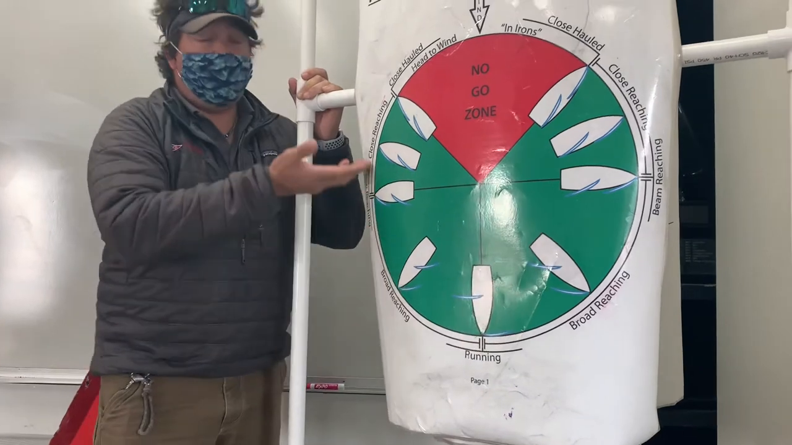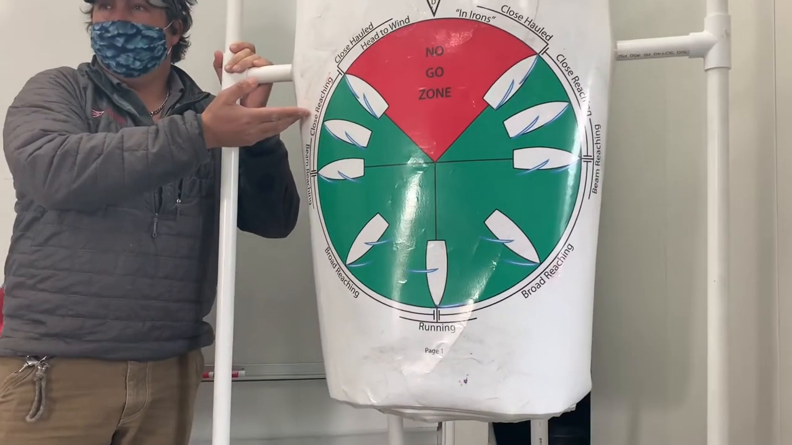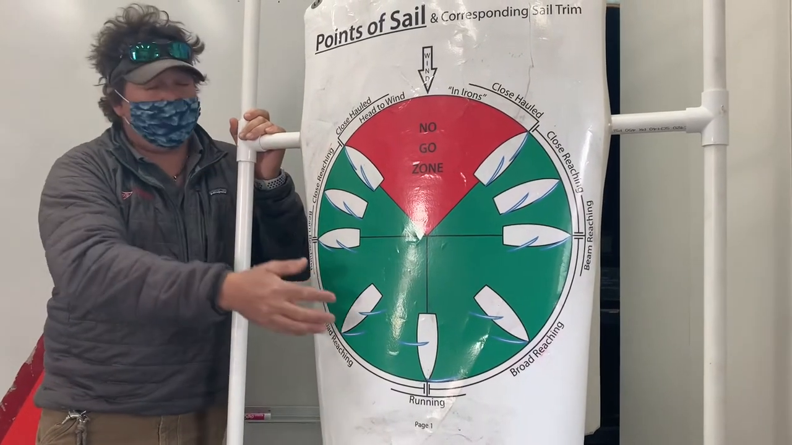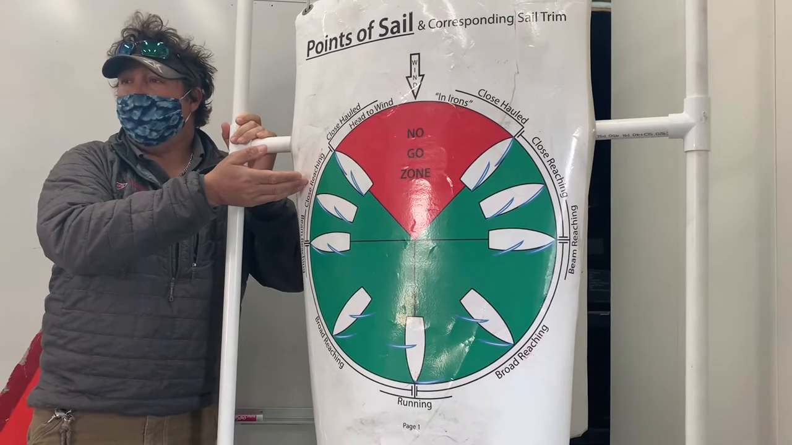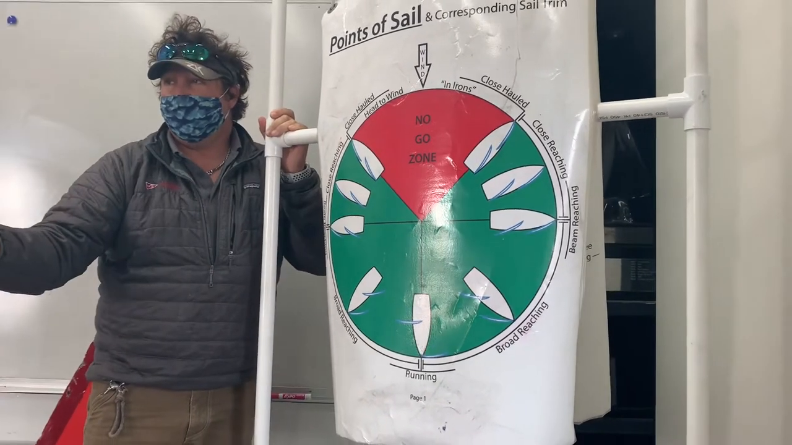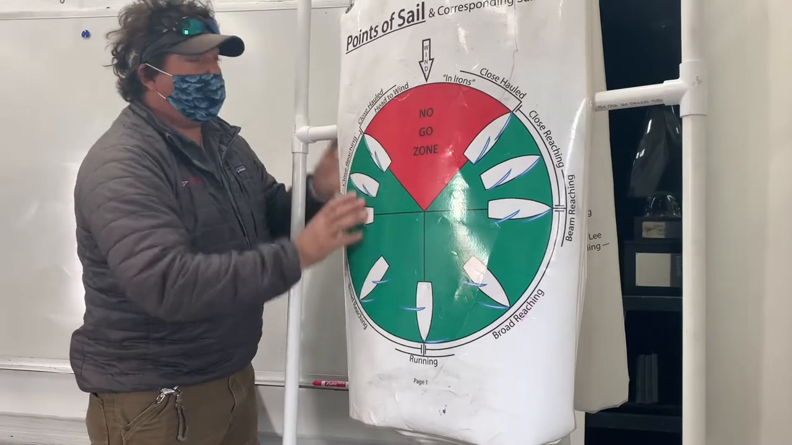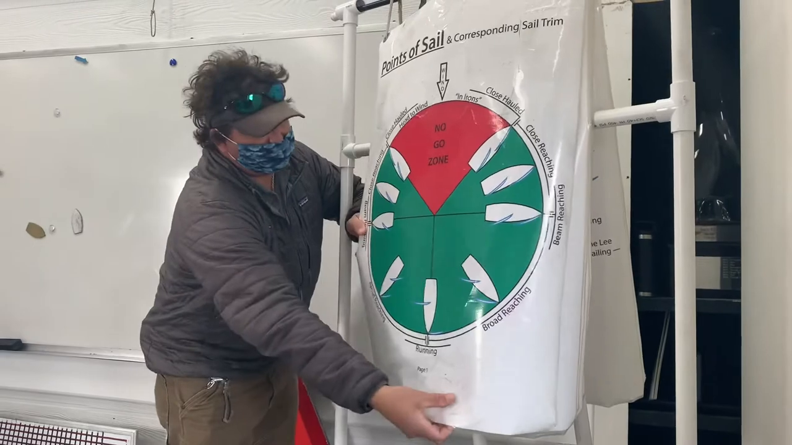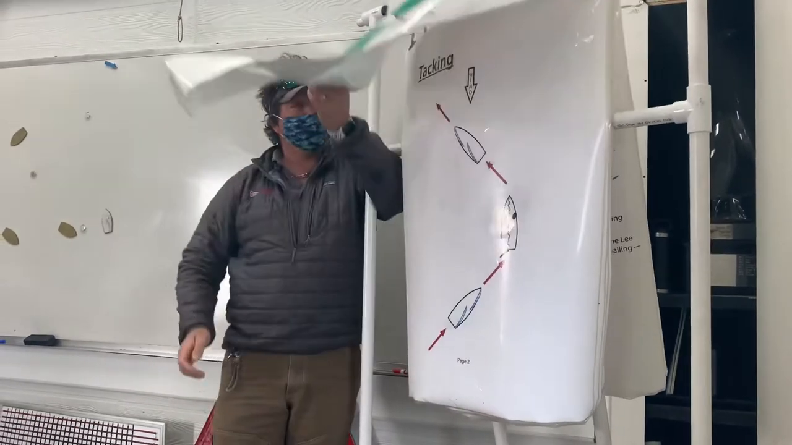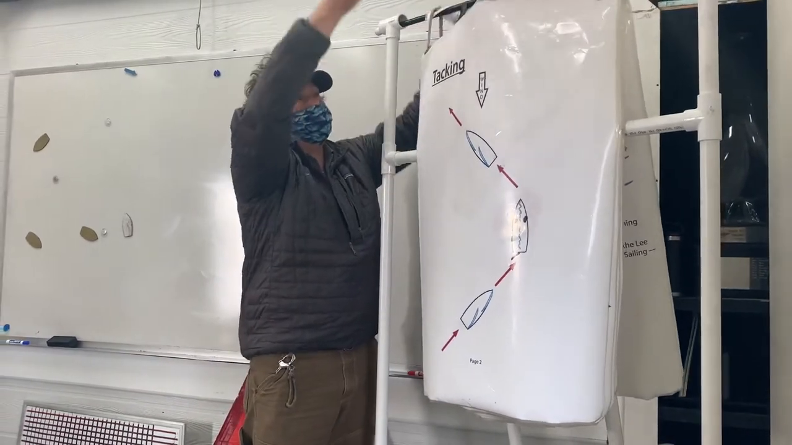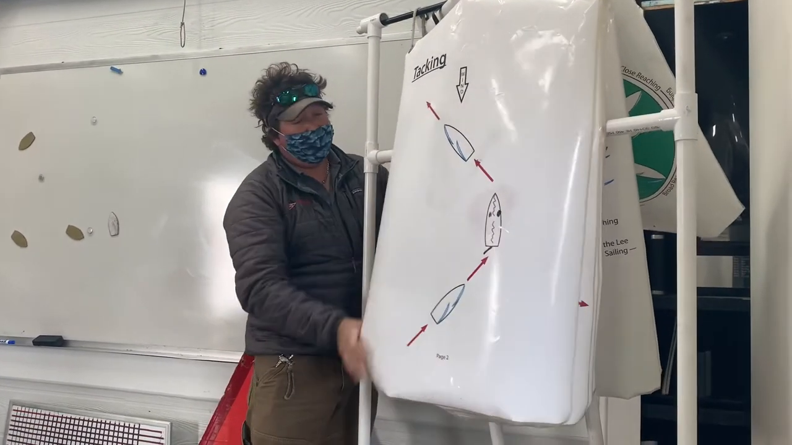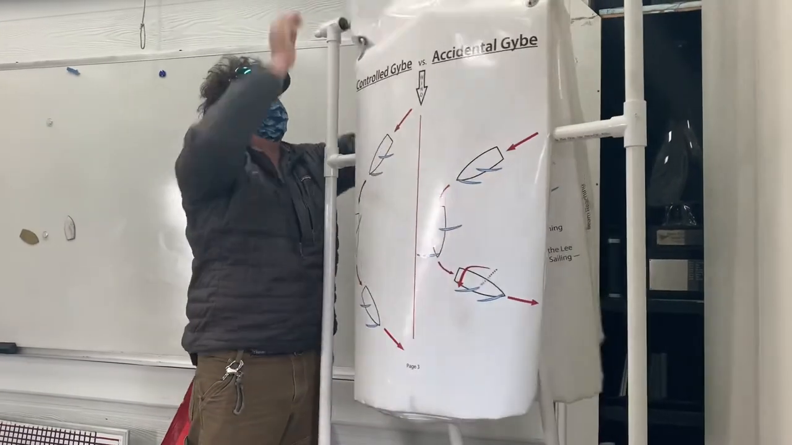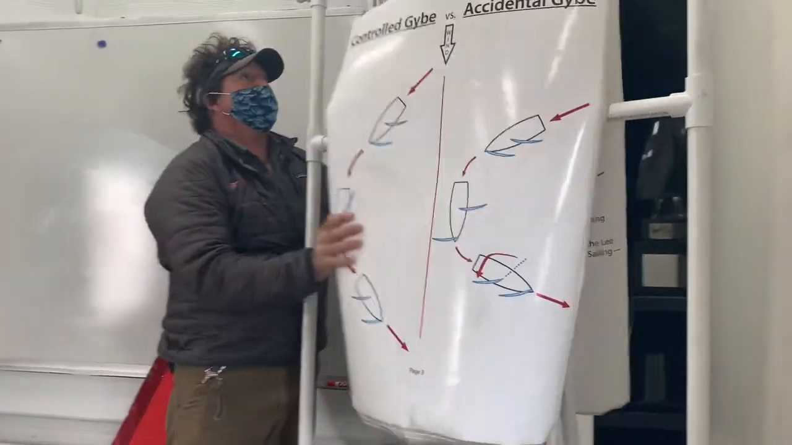When we turn towards the wind, that's called what? You remember? When you turn towards the wind, what's that called? Yep. So then when we turn away from the wind, that's called? Falling off. Falling off, right? When the bow crosses the wind, that's called? Tacking, right? Tacking when the bow crosses the wind. And then when the stern crosses the wind, that's called? Jibing. Good.